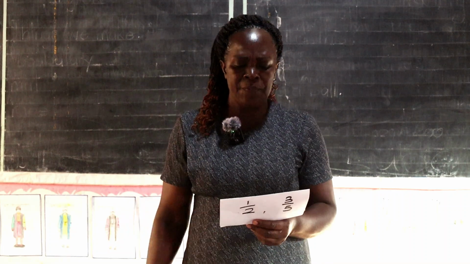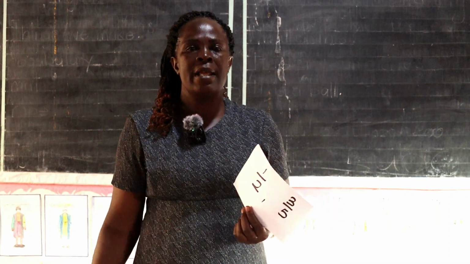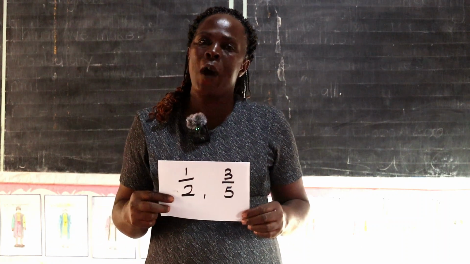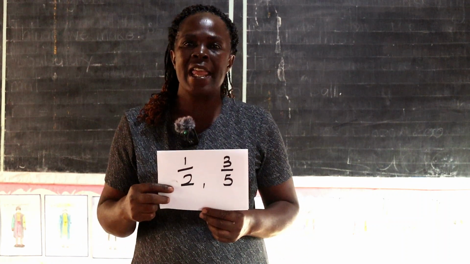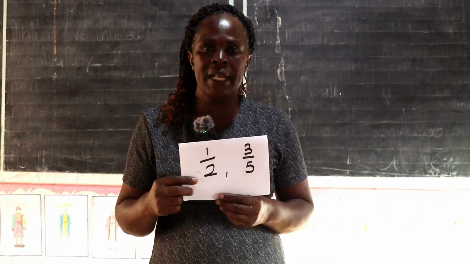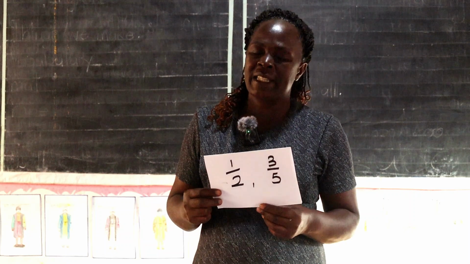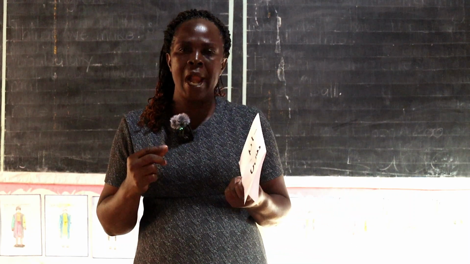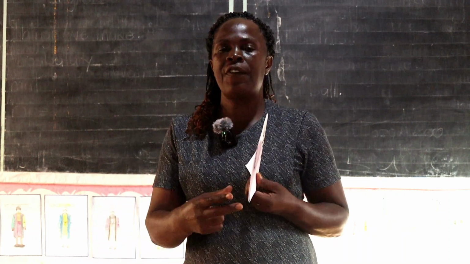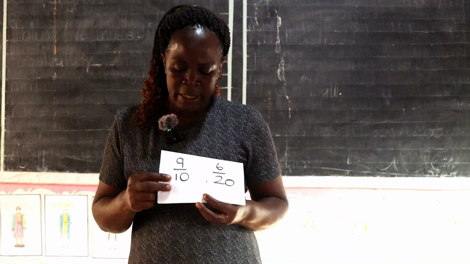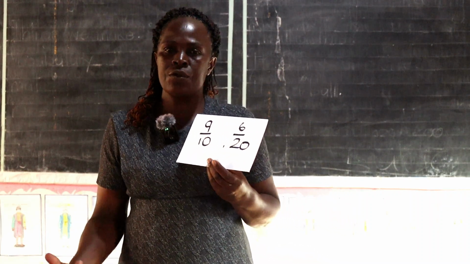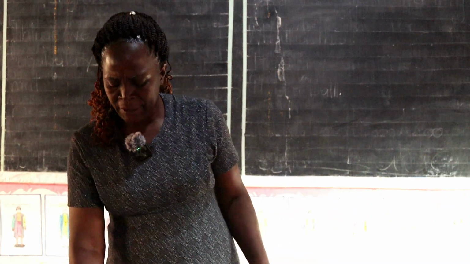Then we have the proper fractions. The proper fractions are fractions whereby the numerator is smaller than the denominator. Examples, we have 1 out of 2, 3 out of 5, 9 out of 10, 6 out of 20, and others.